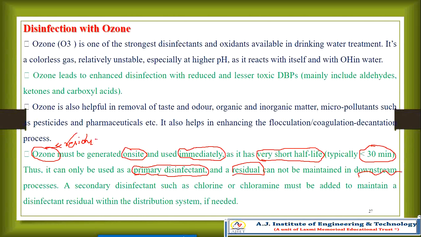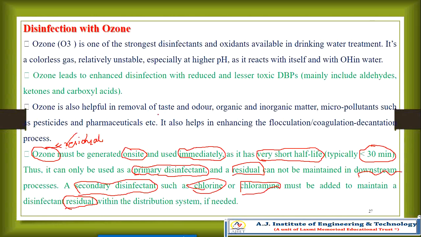For residual, what do you have to do? You have to use a secondary disinfectant again. Which is the secondary disinfectant then? Nothing but chlorine or chloramine. They must be added to maintain residual within the distribution system if needed. Obviously we usually need it. Residual chlorine should be there for control of the regrowth of bacteria.